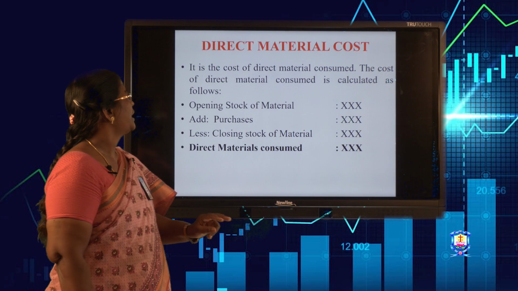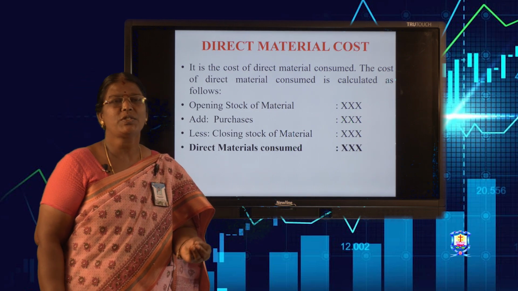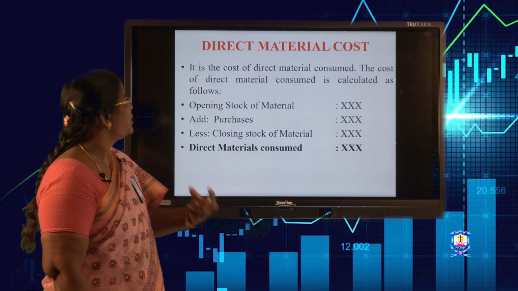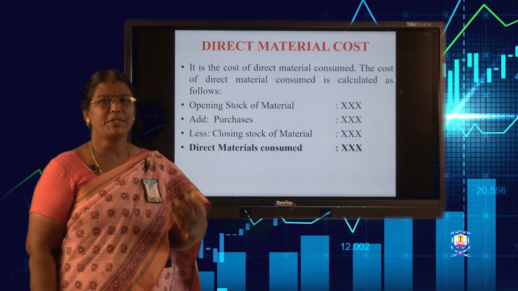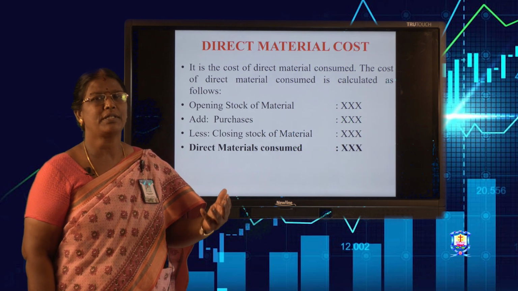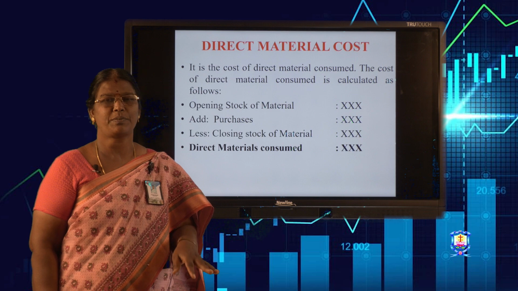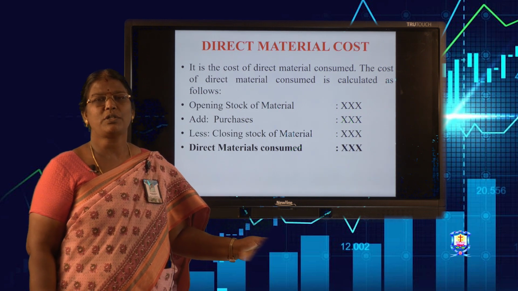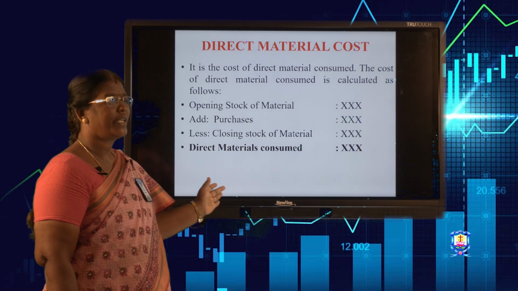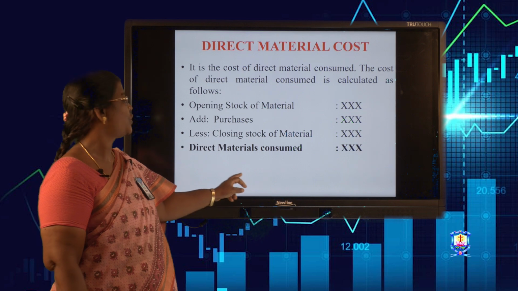Now direct material cost. It is the cost of direct material consumed. The direct material consumed can be calculated with the opening stock of material, add purchases and expenses on purchases, and less closing stock of materials. You can get the direct material consumed.